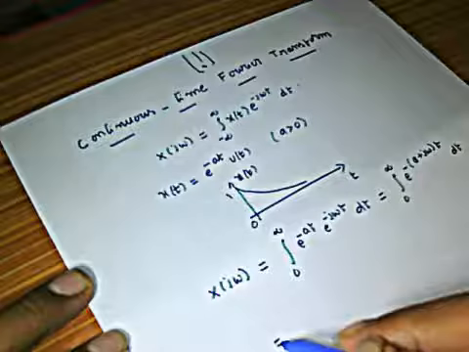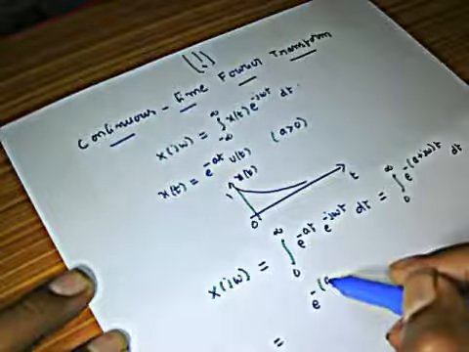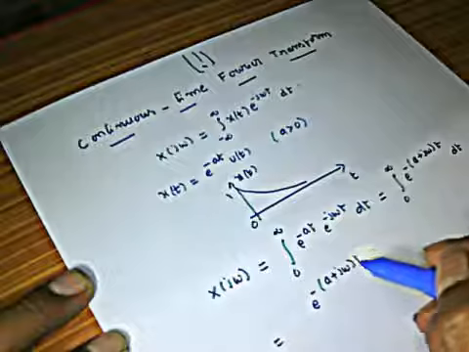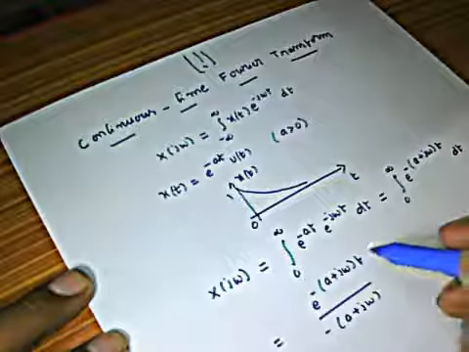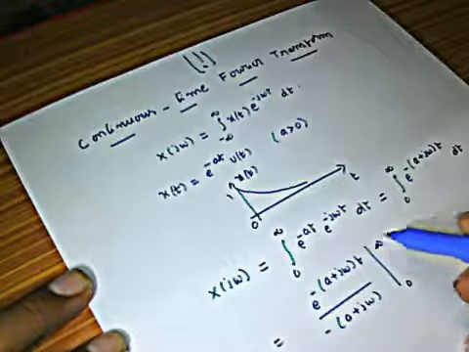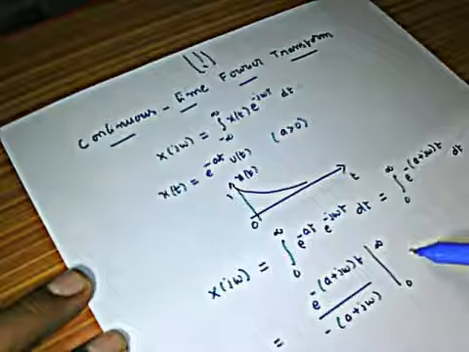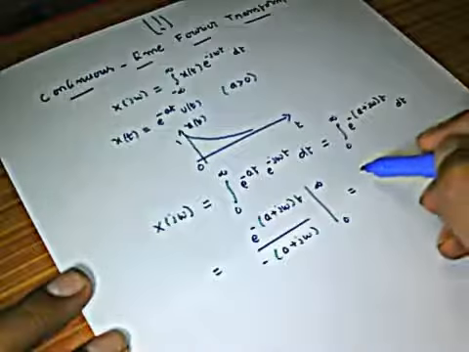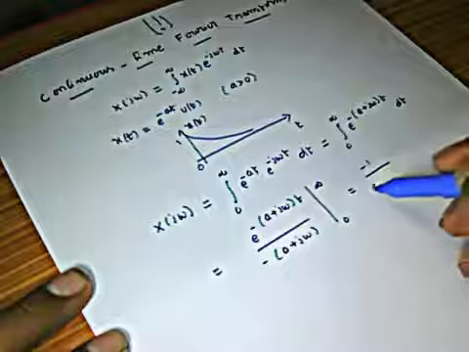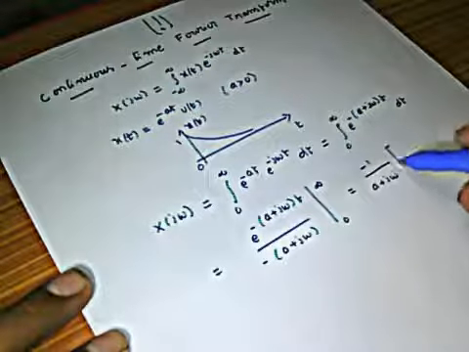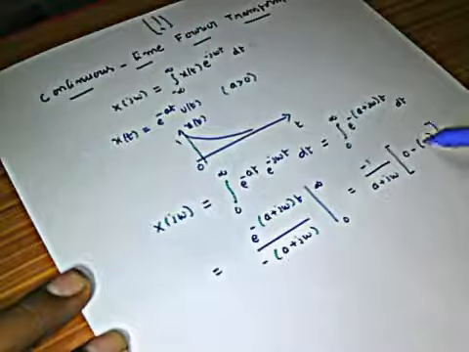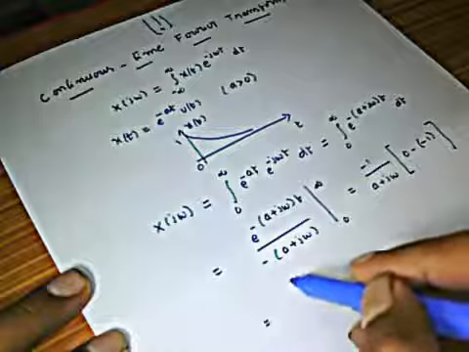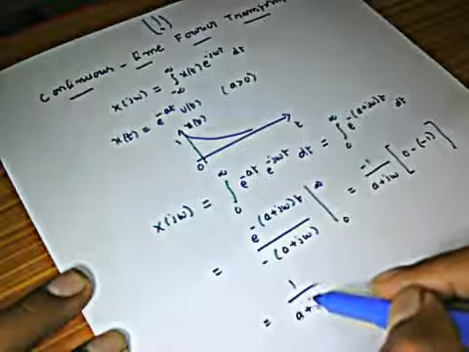So this will be equal to e power minus of a plus j omega into t by minus of a plus j omega, and limits will be from 0 to infinity. So this will be equal to minus 1 by a plus j omega into 0 minus of minus 1. So this will be equal to 1 by a plus j omega. So this is one example.